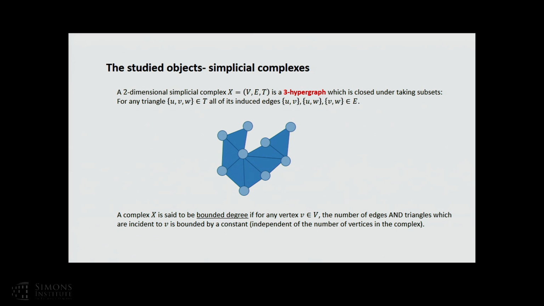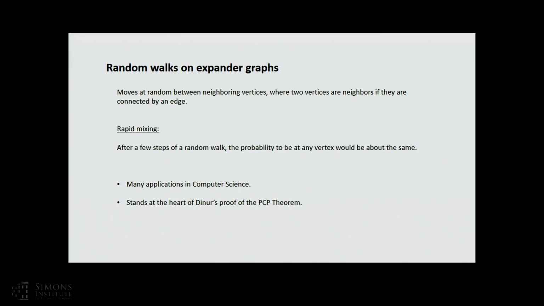We focus now on a specific property of expander graphs, which is the rapid mixing of random walks. We know that a random walk on an expander graph mixes rapidly. It means that if we start from any initial vertex in the graph, and then we start moving at random between the vertices, after a few steps, we get more or less the same probability to be at any vertex in the graph. That's the property of rapid mixing, and it has many applications in computer science. Specifically, it stands at the heart of Dinur's proof of the PCP theorem.